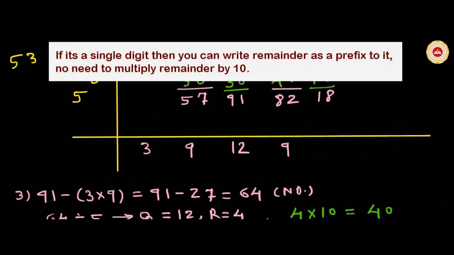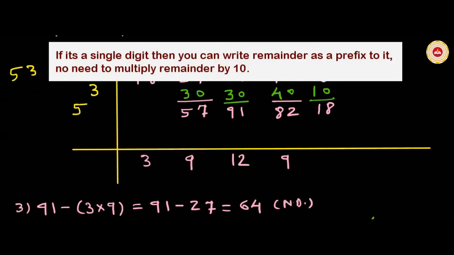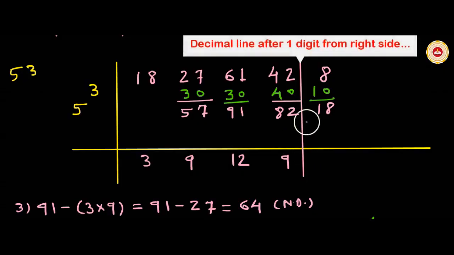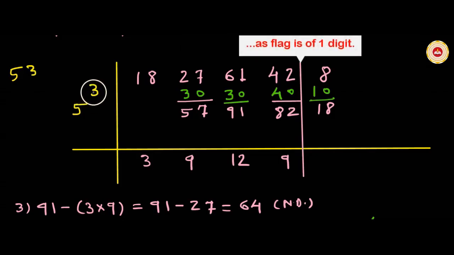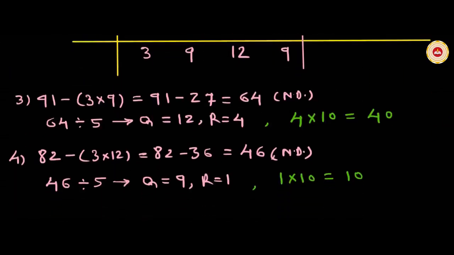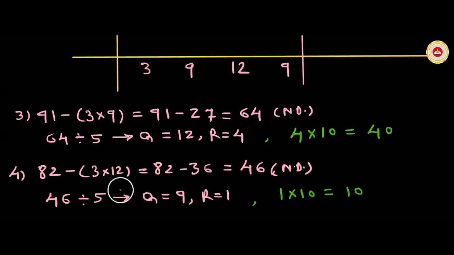But see friends, this 18 is at the right side of this decimal line. See, because we forgot to draw a decimal line here. There is only one digit in the flag. So leaving one digit at right side, we have to draw a decimal line. See, this is decimal line. Now friends, 18 is gross dividend. But friends, first of all, please do write these two steps by pausing the video.